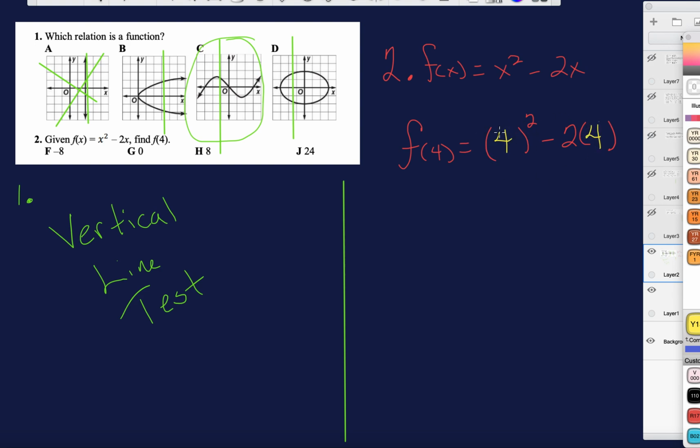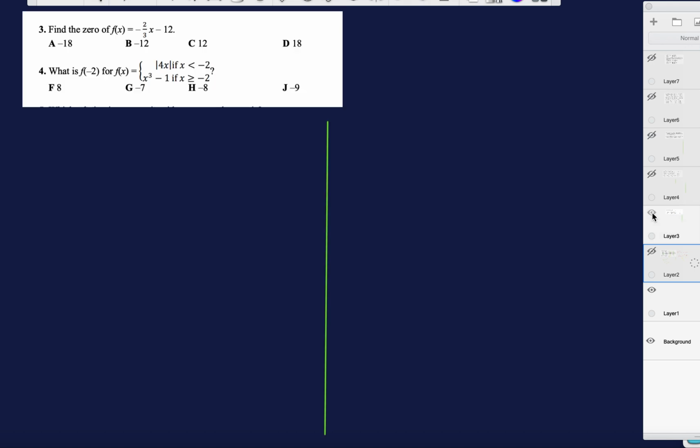All right? So 4 squared is 16 minus 2 times 4 is 8. 16 minus 8, just 8. There's our answer, letter H. Okay? Sound good? We'll move on to the next page.